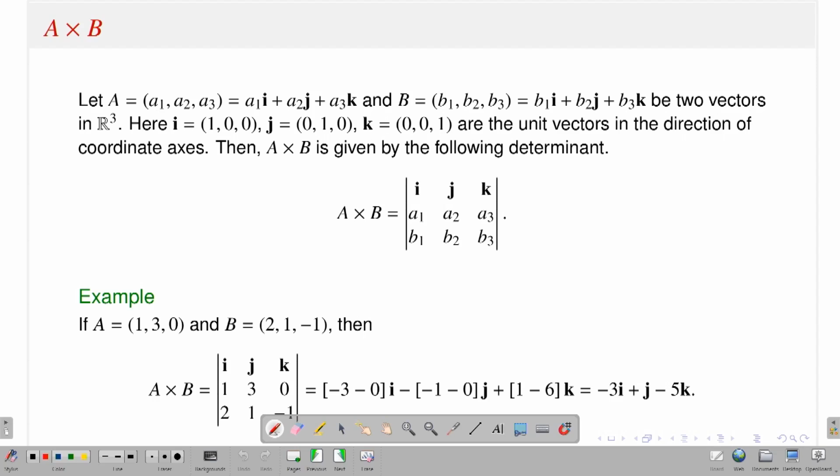For example, you take A equal to 1, 3, 0 and B equal to 2, 1, minus 1. Then A cross B becomes the 3 by 3 determinant. The first row is the unit vectors i, j, k along the coordinate axes. The second row is the vector A components 1, 3, 0. The third row is the components of the B vector 2, 1, minus 1. Then this determinant is equal to minus 3i plus j minus 5k.